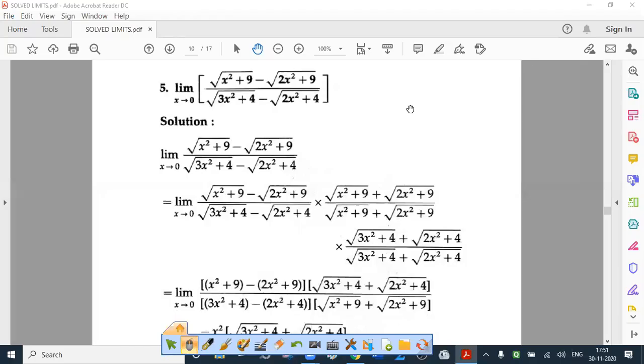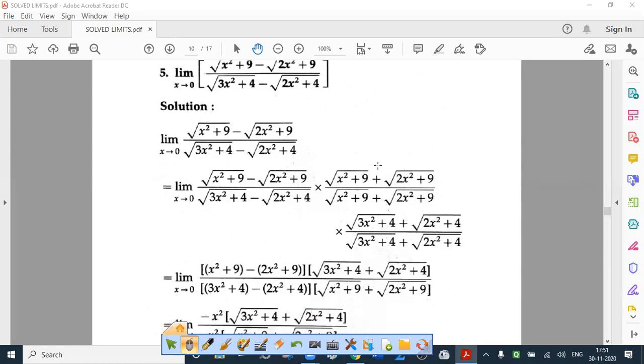Sum number 5. Let me explain first. Limit x tends to 0, root of x square plus 9 minus root of 2x square plus 9 upon root of 3x square plus 4 minus root of 2x square plus 4. Clearly, we have to rationalize both numerator and denominator.